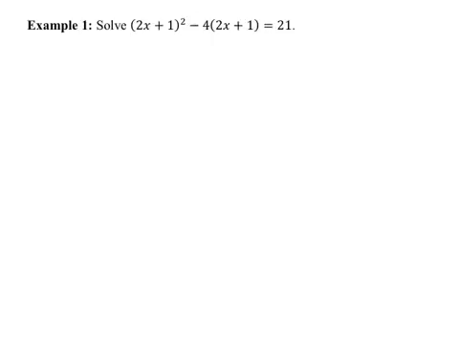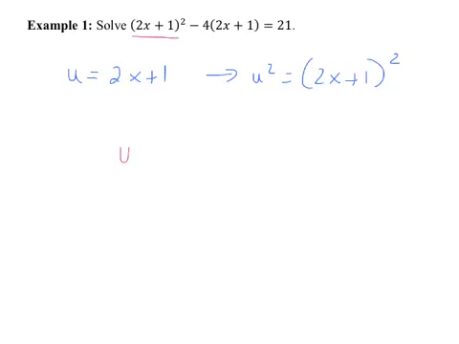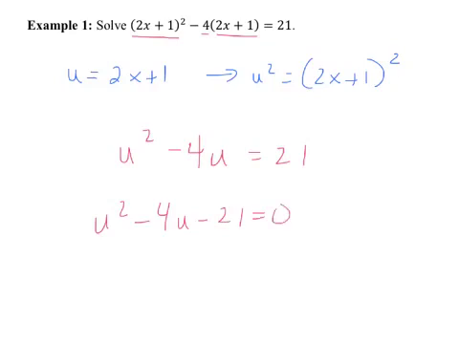So example 1 we have here, we're going to see it's a clear example of what we just said. So for this example, we could start by saying, let u equal 2x plus 1. And that leads us to the fact that u squared is simply 2x plus 1 squared. So this equation then reduces to u squared minus 4 times u equals 21. We can move the 21 over, and we have a quadratic equation. Let's go ahead and factor this to solve.